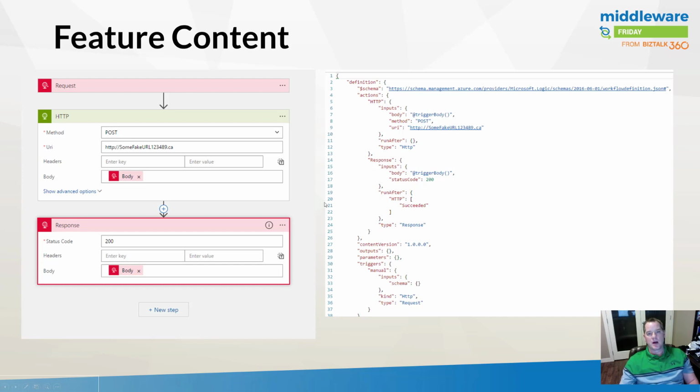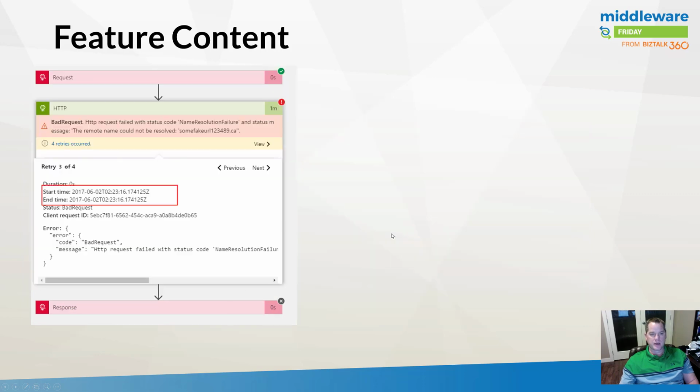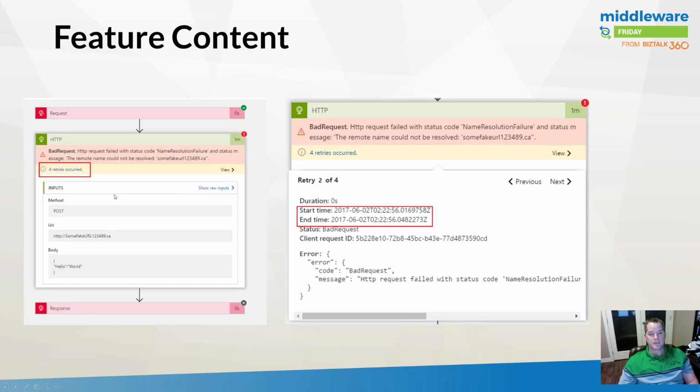This is default out of the box, so I have not added an additional retry policy. This is going to be the default behavior of Azure Logic Apps when I hit this endpoint. Sure enough, I'll hit this endpoint, and we're going to see that 4 retries did occur. Here's retry 204. If I go to the next screen, we'll see that it occurred 20 seconds later.